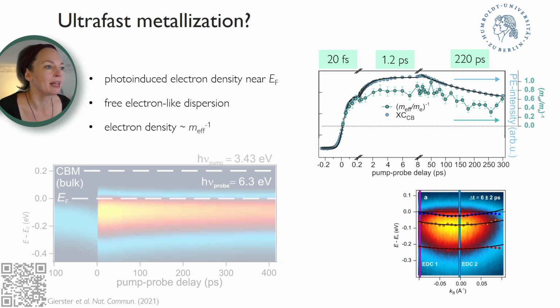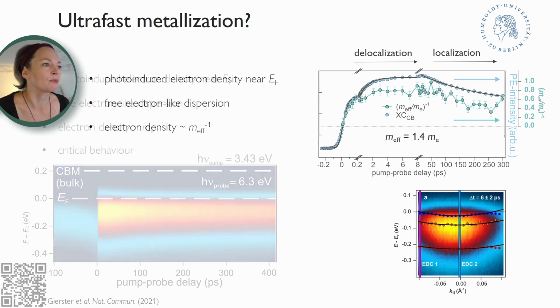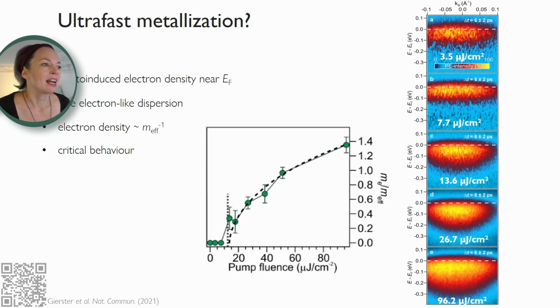We have a dynamic delocalization on an ultra-fast timescale, that is the formation of this metallic band, and then a dynamic localization as the charge density reduces and the metallization is also reduced. We can also measure this as a function of excitation density, and as you can see here, for low excitation densities we do not achieve electron delocalization. We need to cross a critical fluence and then we form a metallic impurity band.